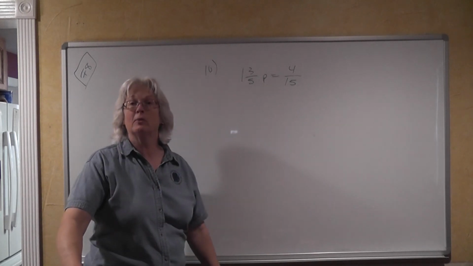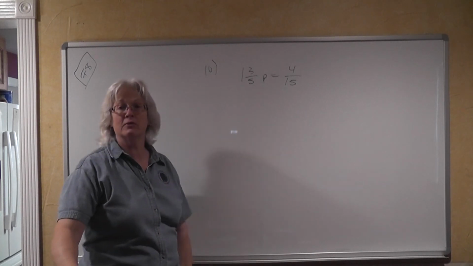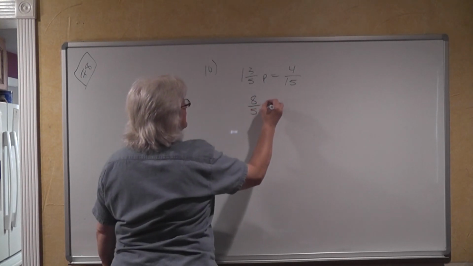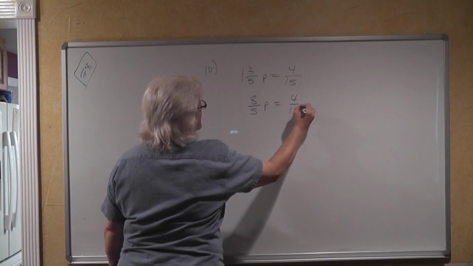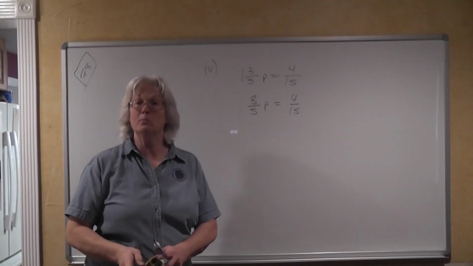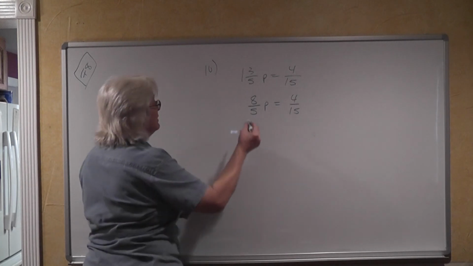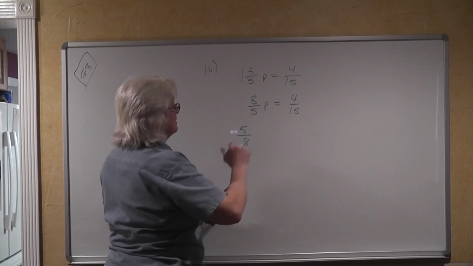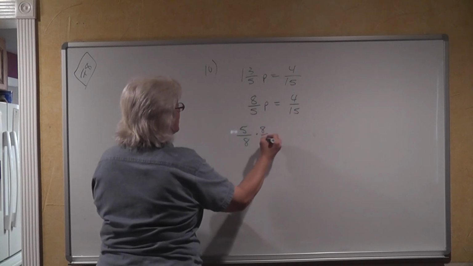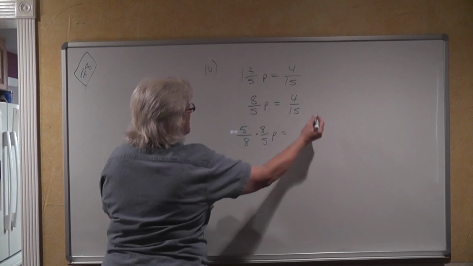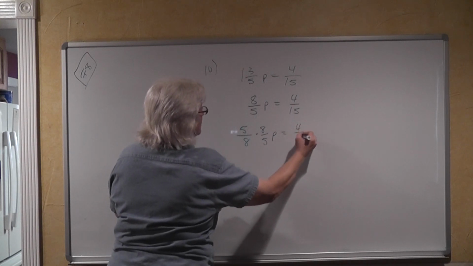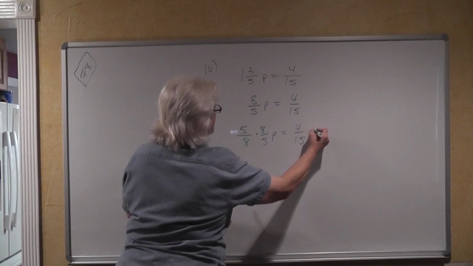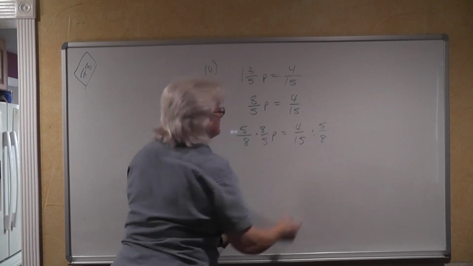We're multiplying our variable by a mixed number, so we have to convert that to an improper fraction. 8/5 p is equal to 4/15. When you multiply a variable by a rational number, by a fraction, the way that you solve that is you multiply both sides of the equation by the reciprocal of that fraction. And the reciprocal of 8/5, when you turn it on its head, is 5/8.